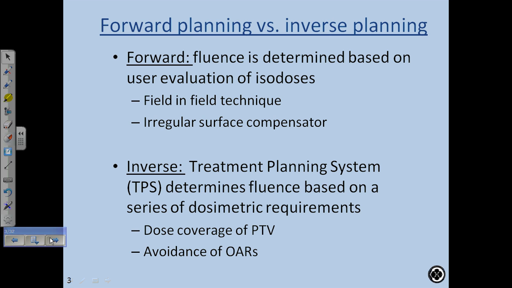Irregular surface compensator is another example of forward planning. You're using a compensator to modify the fact that humans are not a block, that there's some missing tissue in some areas.